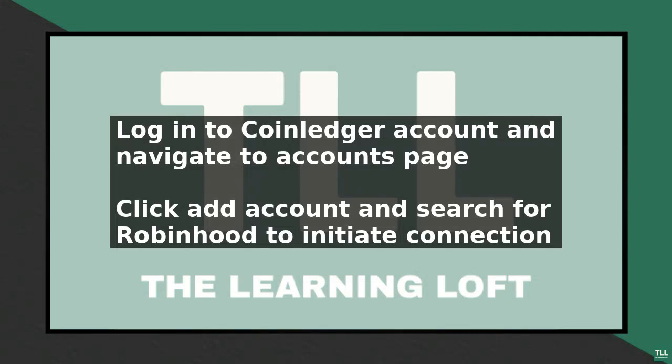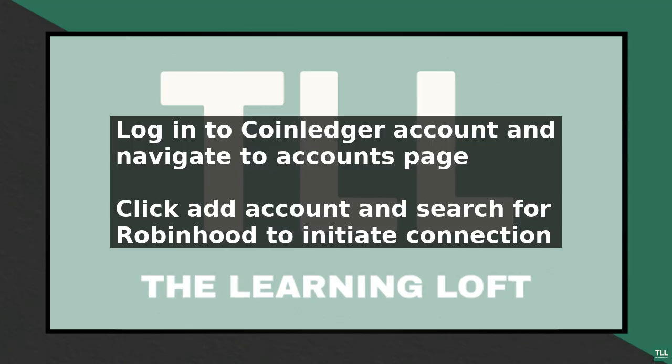Connecting Robinhood to Coinledger is a straightforward process that allows you to track your cryptocurrency investments and taxes in one place. To start, make sure you have a Robinhood account and a Coinledger account. First, log into your Coinledger account and navigate to the Accounts page.